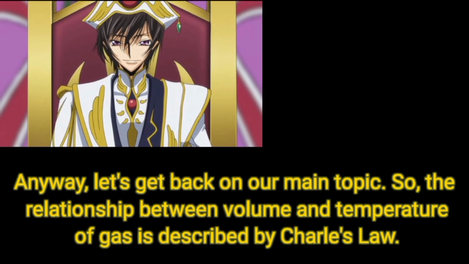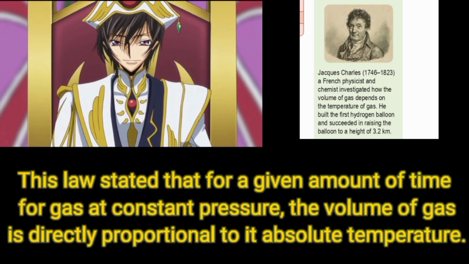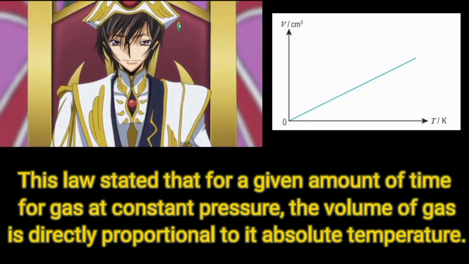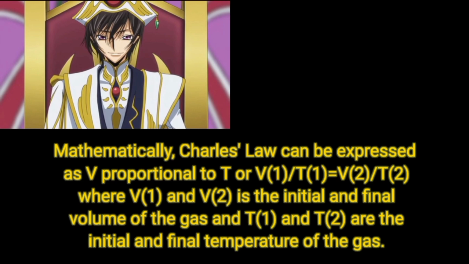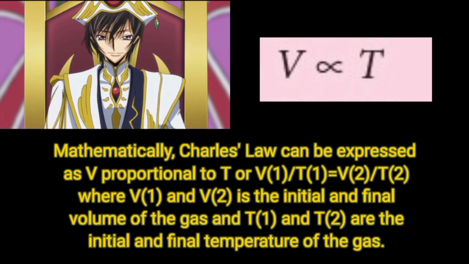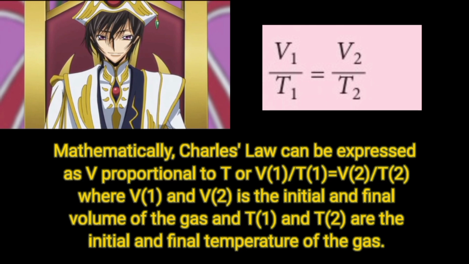So, the relationship between volume and temperature of gas is described by Charles' law. This law states that for a given amount of gas at constant pressure, the volume of gas is directly proportional to its absolute temperature. Mathematically, Charles' law can be expressed as V ∝ T, or V1/T1 = V2/T2, where V1 and V2 are the initial and final volume of the gas, and T1 and T2 are the initial and final temperature of the gas.